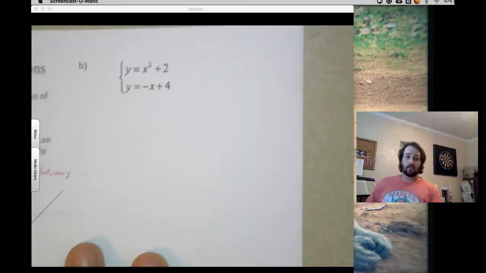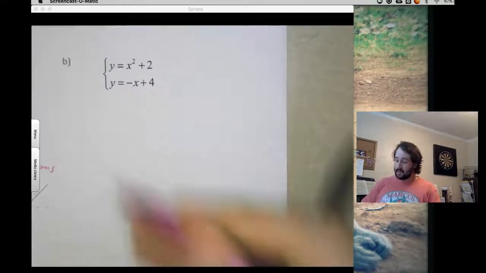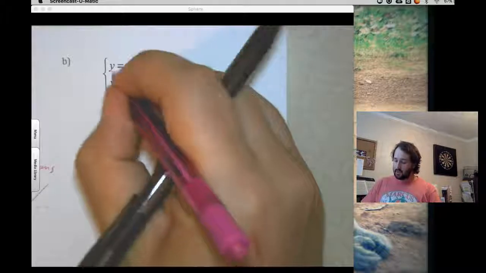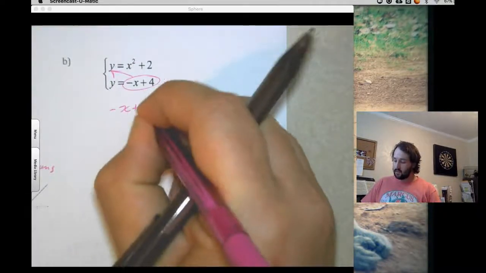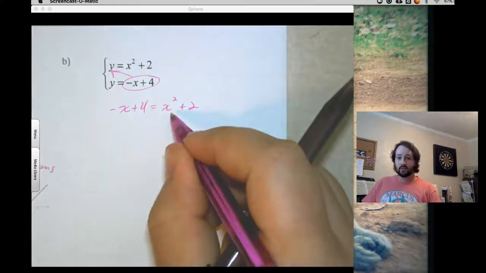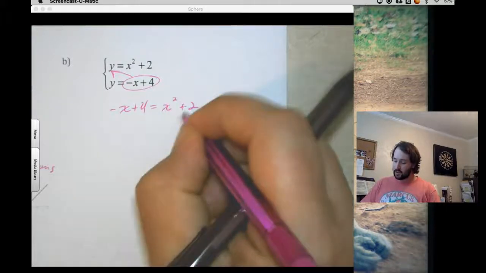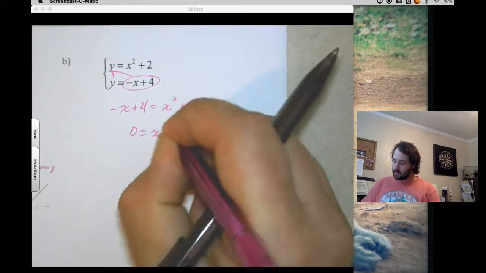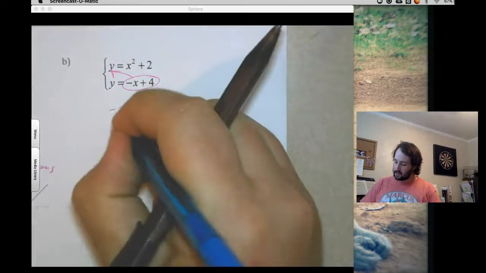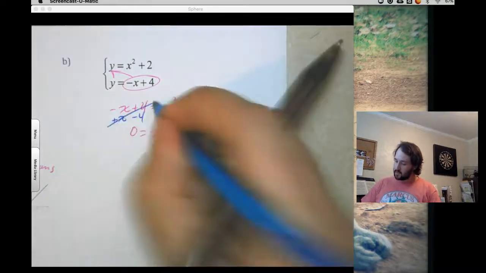All right, looking at another one. This is essentially the same thing that we're going to be doing the whole time. So again, I see that I have y equals -x plus 4. So if I put this in for that y right there, I have -x plus 4 equals x squared plus 2. Then I'm going to keep this x squared positive to make it a little bit easier, and hopefully I can factor. So I'll add the x, and I will subtract the 4 to get 0 equals x squared plus x minus 2. Remember, that is adding the x and minus the 4, so that goes to 0 on that side.